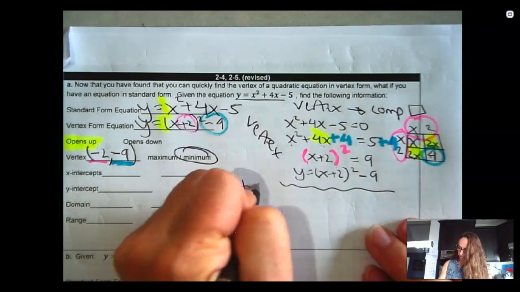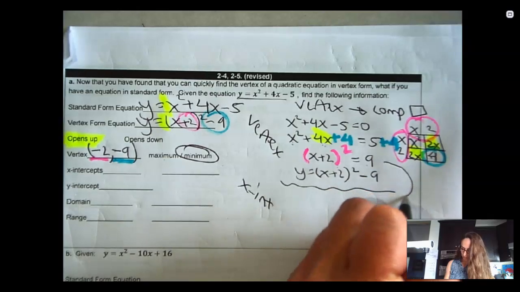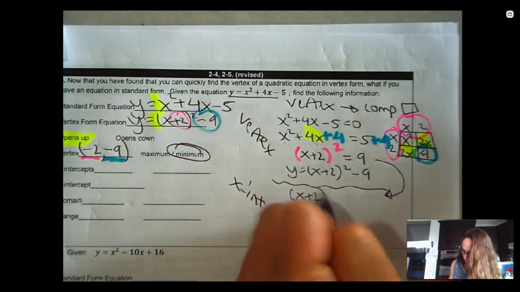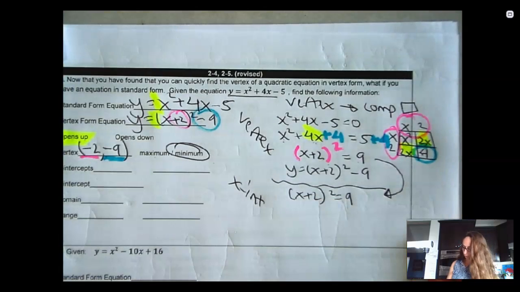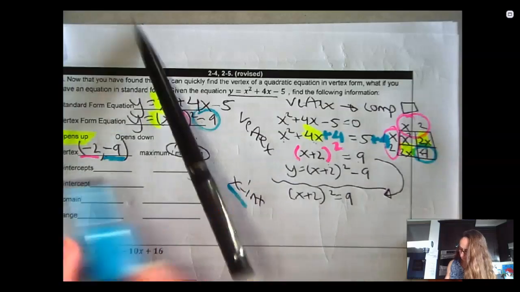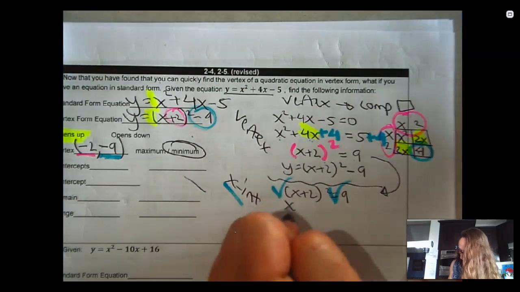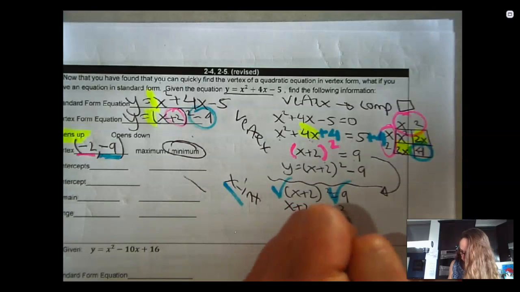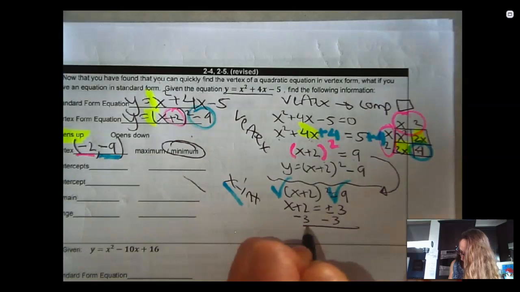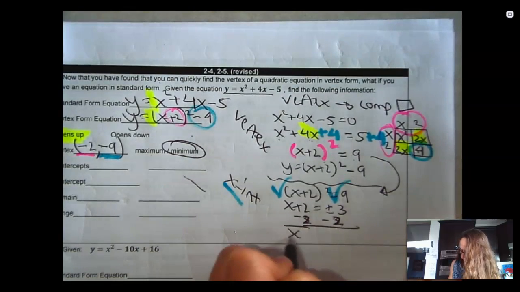Now if I want to get the x-intercepts, I'm going to take this step right here and I'm going to bring it down here. I'm going to use that. And then I'm going to solve. Do you remember how to solve? Square root, square root. This is what we did last chapter and what you did last year. And then subtract 3. This is a lot of work, I know. I mean, oops, just kidding. Subtract 2. So it's x equals.